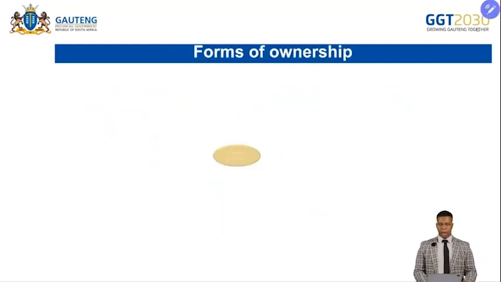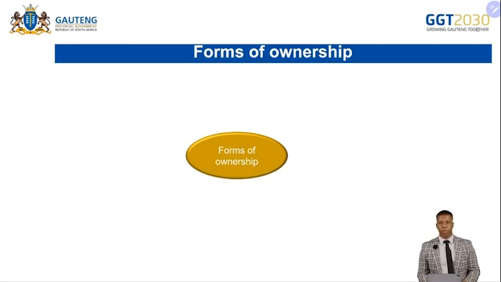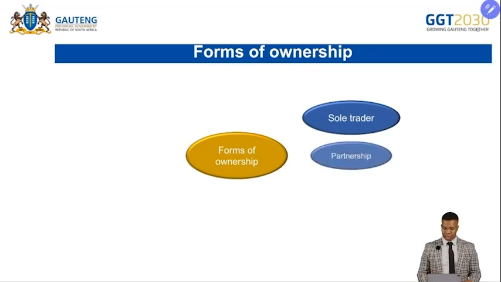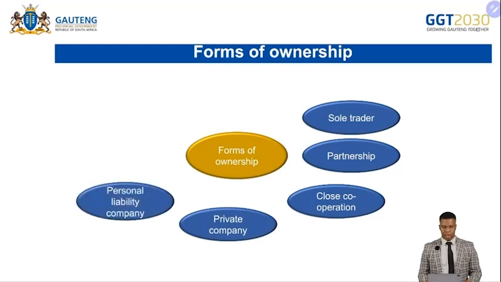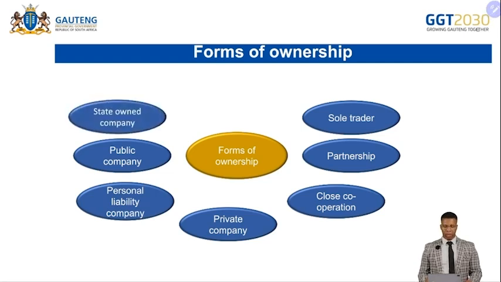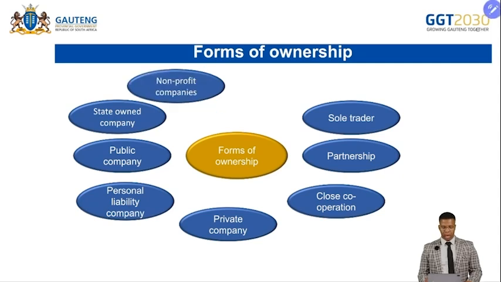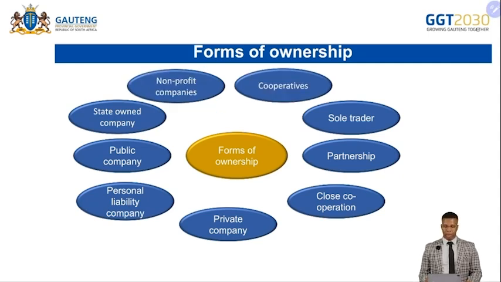Now we start by looking into our forms of ownership. We will be looking into the following forms: a sole trader, a partnership, together with close corporation, and private company together with personal liability company. We will also look into public company together with state-owned company and non-profit companies. And the last one would be cooperatives.